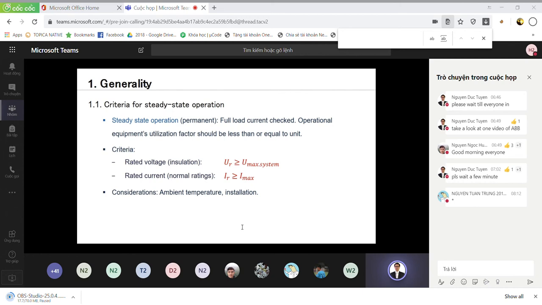And for the installation, for example, you put the line underground or overhead, so the condition also changes and you can adjust the rated value of the line. Okay, that is the point of this line.